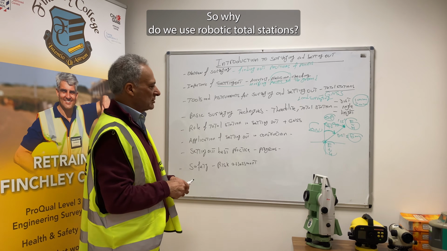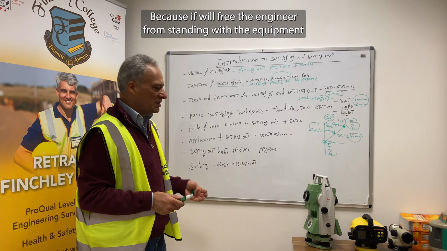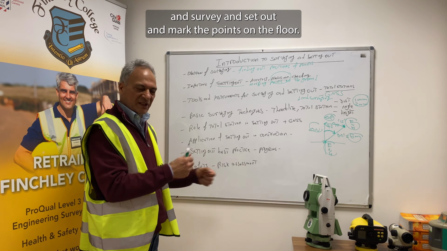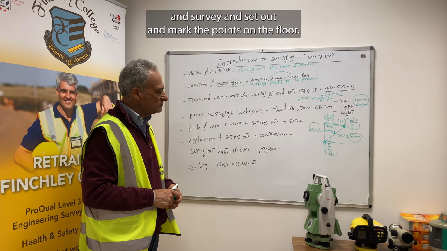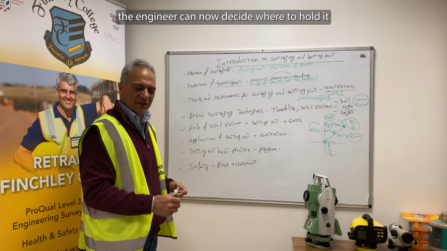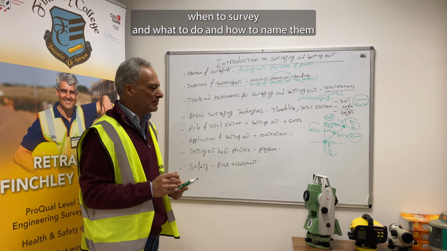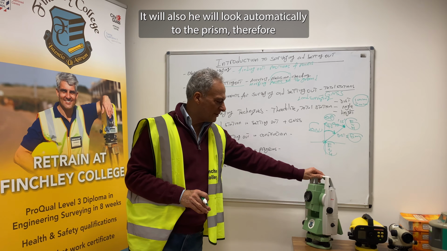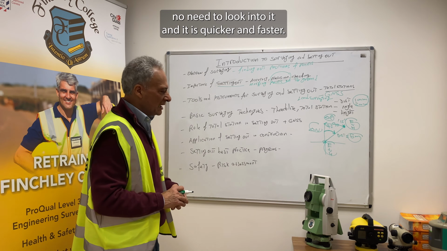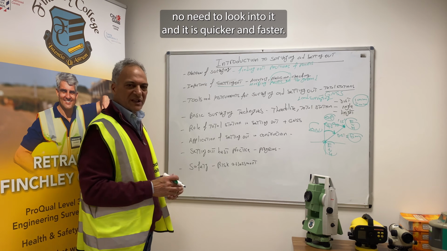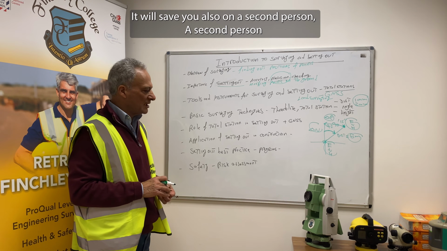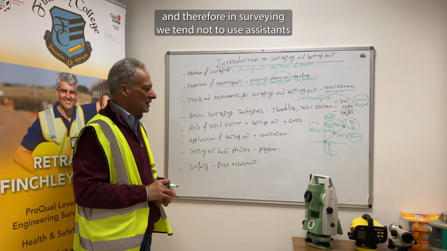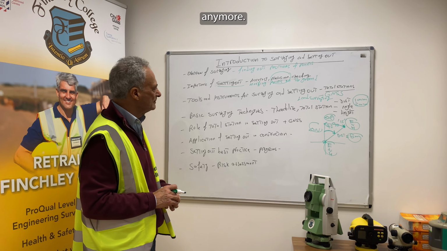So why do we use robotic total stations? Because it will free the engineer from standing with the equipment and relying on his assistant to hold the pogo and survey and set out and mark the points on the floor. The engineer can now decide where to hold it, when to survey, and what to do and how to name them. He can see what he's doing. It will lock automatically to prism, therefore no need to look into it, and it's quicker and faster. It will save you also on a second person. Second person is not expensive. Therefore, surveying is about saving cost, and therefore in surveying we tend not to use assistants anymore.